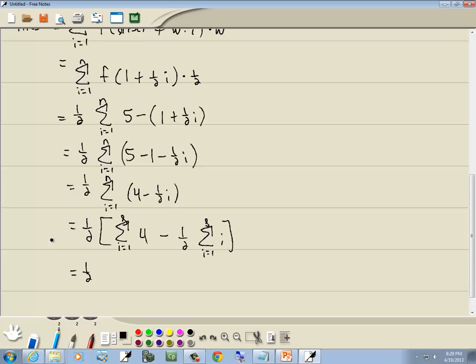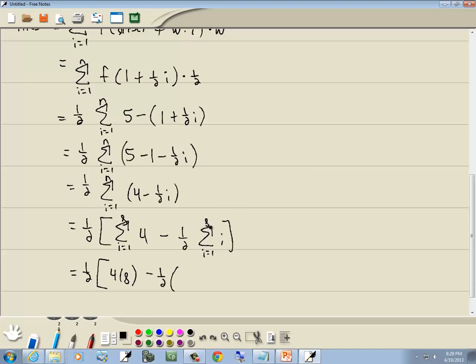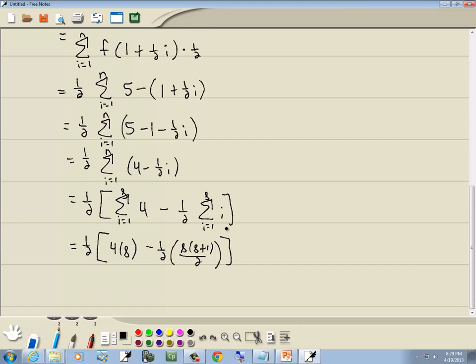Back up to our formulas. If we just have a number here, remember you take the number times n. So we'll take 4 times 8 minus 1/2 and I. That's our second one. So where the n is, we're going to plug in the 8. So we'll have 8 times 8 plus 1 divided by 2. I'm about out of room here.